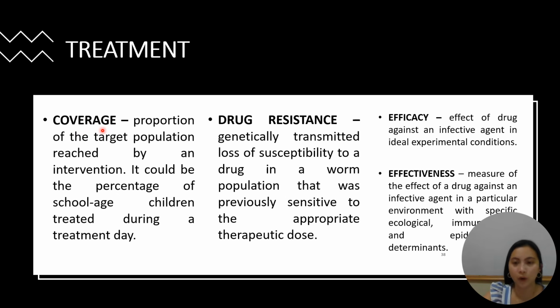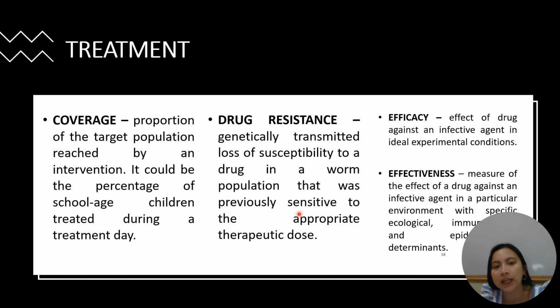Another term used for treatment would be coverage. So it refers to the proportion of the target population reached by an intervention or treatment. It could be the percentage of school-age children treated during a treatment day. So again, coverage is the proportion of the total population that you want to treat for a certain period of time. Another one is drug resistance. So this is genetically transmitted loss of susceptibility to a drug in a worm population that was supposedly previously sensitive to the appropriate therapeutic dose.